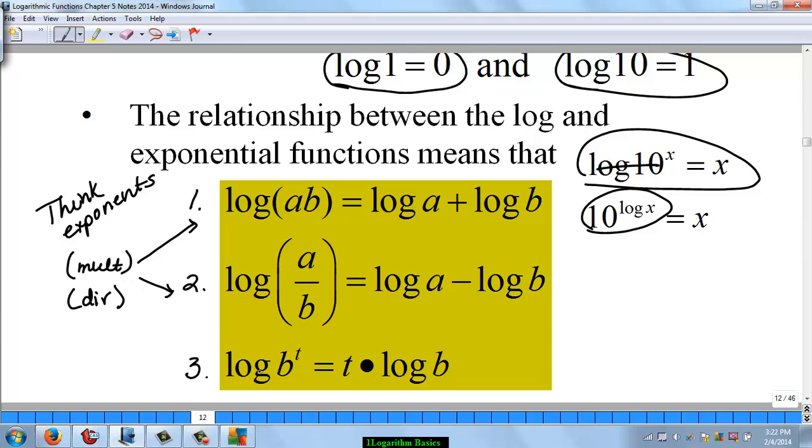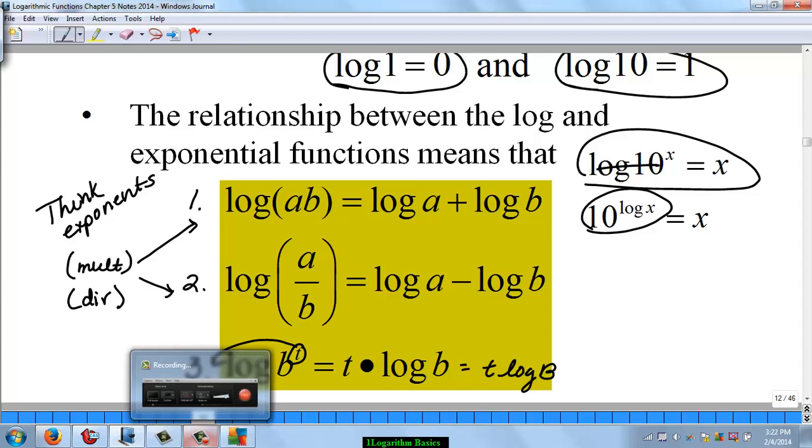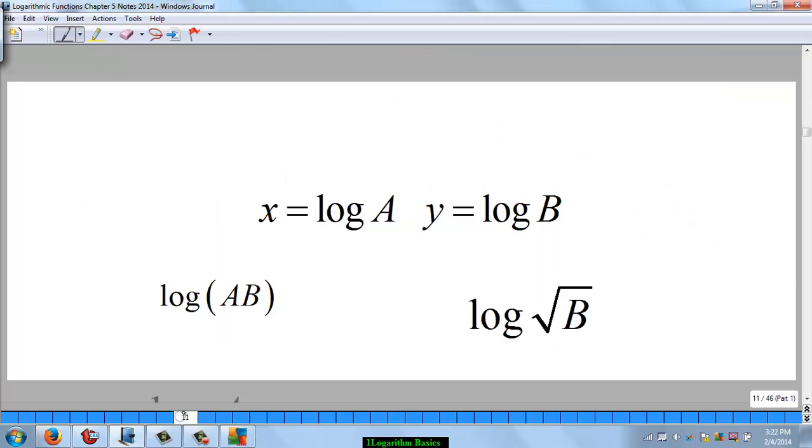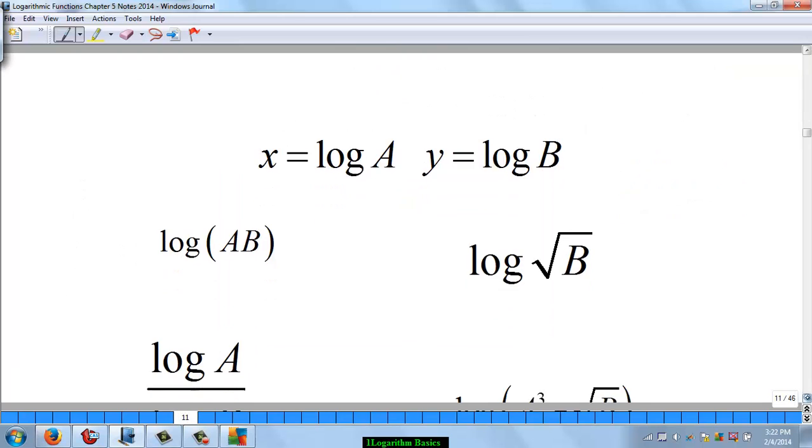And the third rule is if I take the log of something, I can take the exponent, bring it down front, and it would be t times log b, which we write this way, t log b. So those are your 3 exponential rules, excuse me. So we're going to go back, and we're going to do this using the log rules.